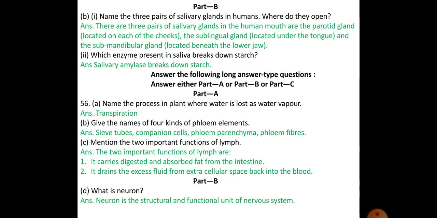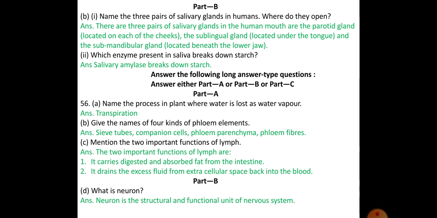Which enzyme present in saliva breaks down starch? Salivary amylase breaks down starch. Name the process in plants where water is lost as water vapor, that is transpiration. Give the names of 4 kinds of phloem elements: sieve tubes, companion cells, phloem parenchyma, and phloem fibers.